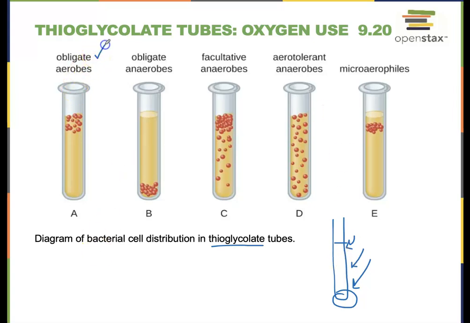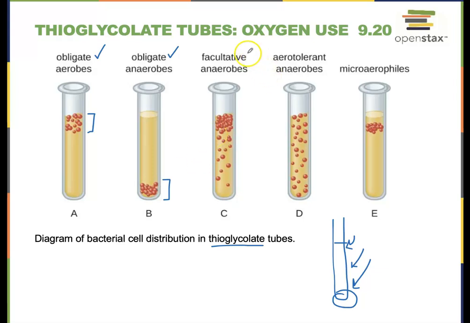We have a category called obligate aerobes, and these are microbes that require oxygen and will die if oxygen is not present. So the growth of these organisms in this kind of medium will only be at the top where there is an ample amount of oxygen. Then the opposite, obligate anaerobes, will die in the presence of oxygen. So this is where they would grow, at the very bottom of this tube.